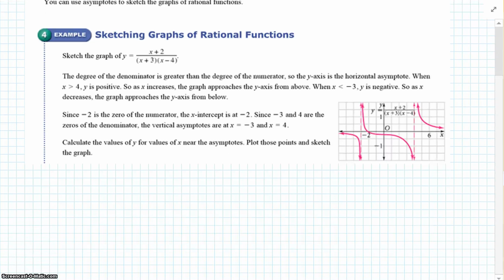All right, sketching the graphs. Once you identify the vertical asymptotes and the holes, you can go ahead and plot those, and then the easiest way to do it is just find values for y or x near the asymptotes, plug and chug, and then plot and sketch. So again, calculate the values of y for the values of x near the asymptotes. Plot the asymptotes first, and then just pick points near.